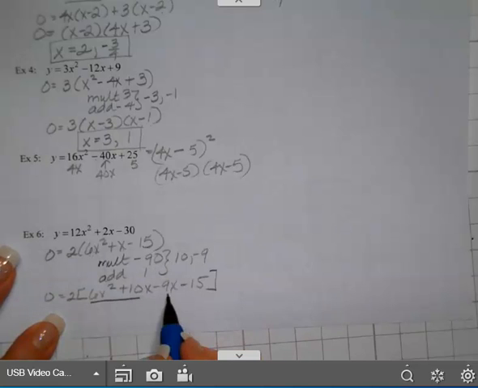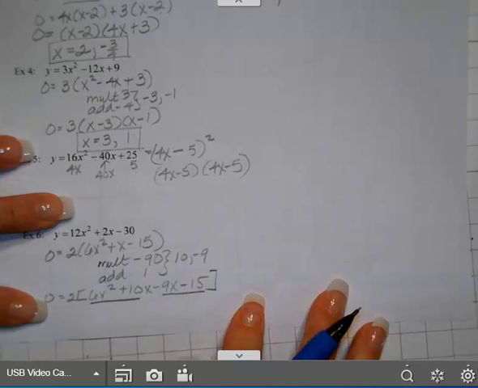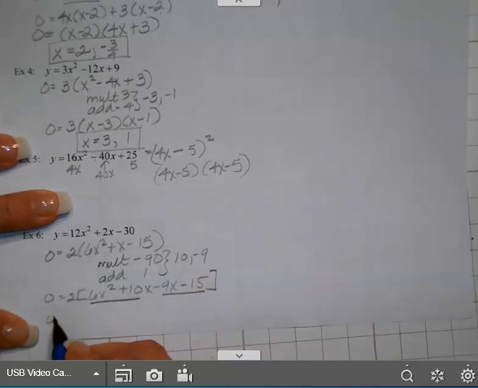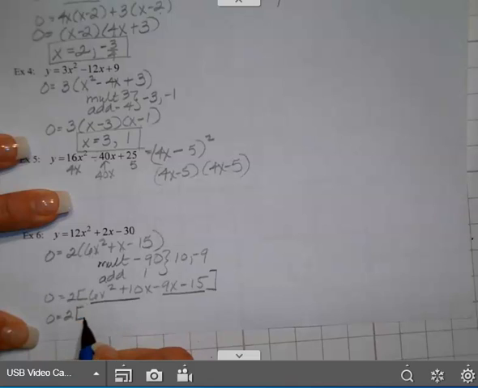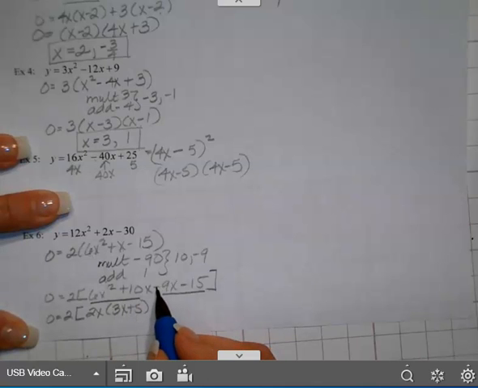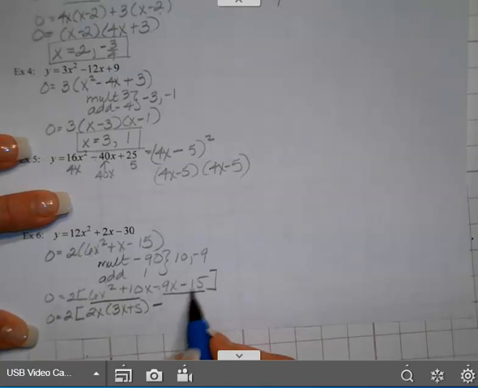Group your first 2 and last 2 together. My first group has a 2 and an x in common, and I'm left with 3x plus 5. My next group, there's a minus in front here. I have to take out the negative, and so then they have a 3 in common as well. So I'm going to take out a negative 3, and that will leave me, divide each of those by negative 3, and that's going to be 3x plus 5.